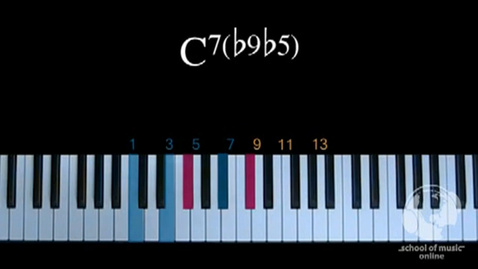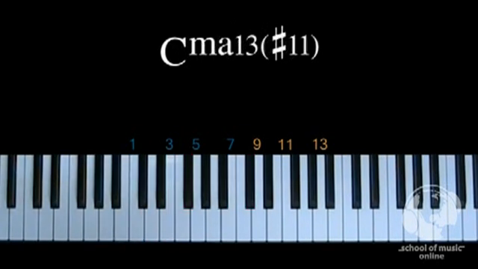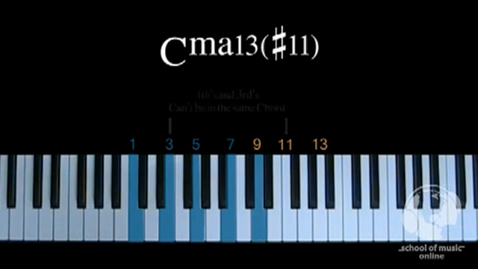Another example of that happening would be in a C major 13 with a sharp 11. This is probably the scariest chord we've looked at so far. So here's a C major 7. We extend it up to the 9. It can't be an 11 because of the 3. You can't have the 3rd and the 4th in there, so we extend it up to the 13, and there's our C major 13. And the alteration is just telling us to add a sharp 11 into it. So there's a C major 13 with a sharp 11.